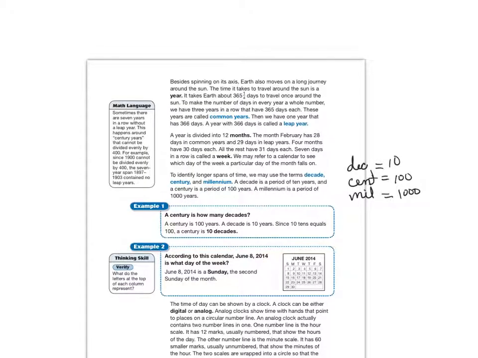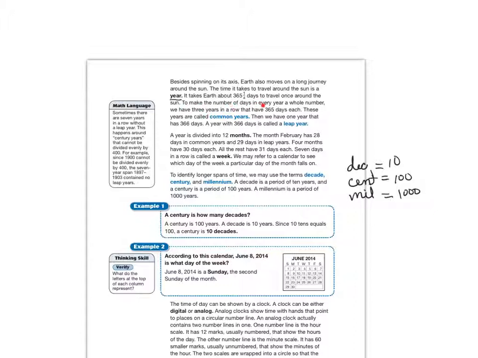Furthermore, besides the spinning on its axis, the Earth also moves on a long journey around the Sun. The time it takes to travel around the Sun is a year. It takes Earth about 365 1/4 days to travel around the Sun.